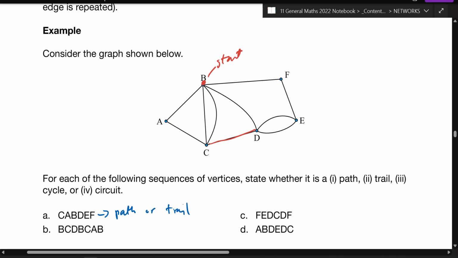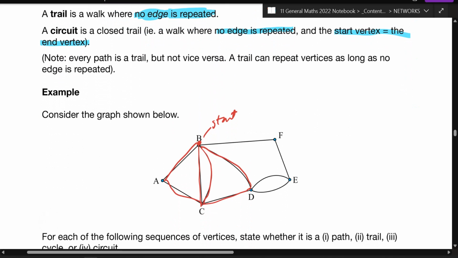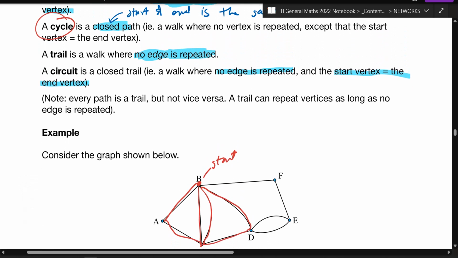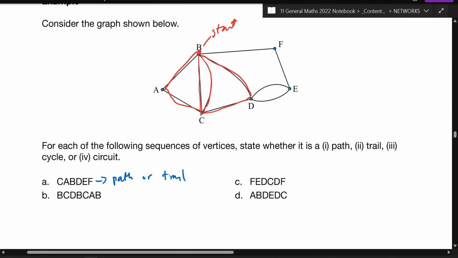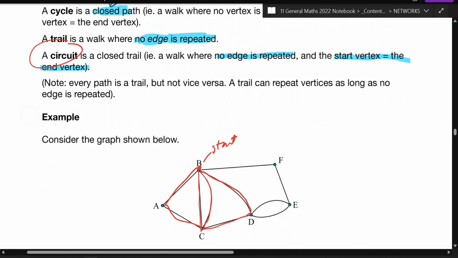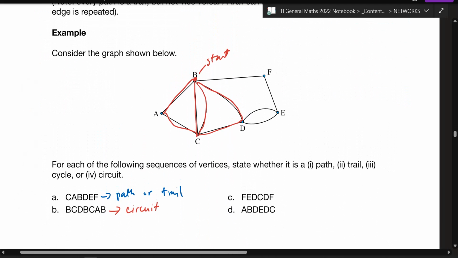Let me just double check that I've done it right. B to C to D, and then up to B, and then down to C. I didn't see that. So I assume we're going to use this, because then I wouldn't have repeated any of my edges. And then C, then A, then B. So what's this, guys? Start and end is the same, and no repeated vertices. So in this case, that would be a cycle. Except, no, for the cycle, the start and finish can be the same. Oh, okay, my bad. Sorry, I didn't see that B. It is a circuit. And this is where the terms can get confusing. So you are correct. It is a circuit.